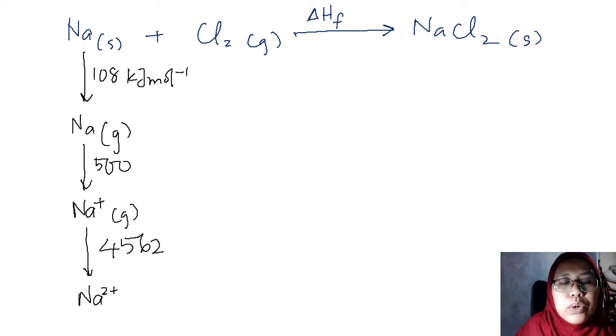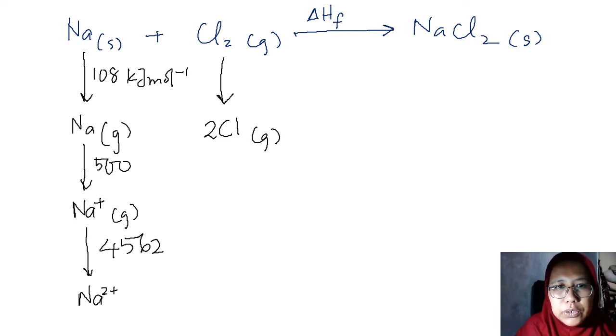Okay, now we go to chlorine gas. We are going to atomize it. So it is balanced for 2Cl gas. Now, since the definition of enthalpy of atomization is the heat change when 1 mole of chlorine atoms is formed, this is actually for 2 reactions. So the one given to you, 121 kilojoule, must be multiplied by 2.